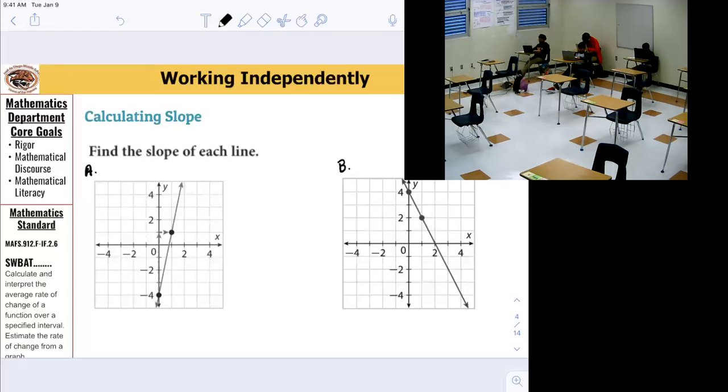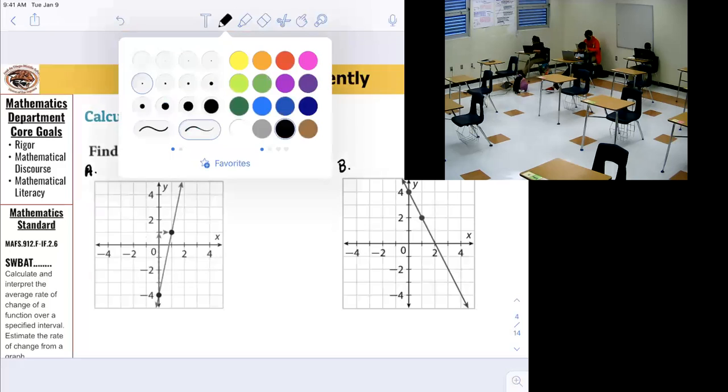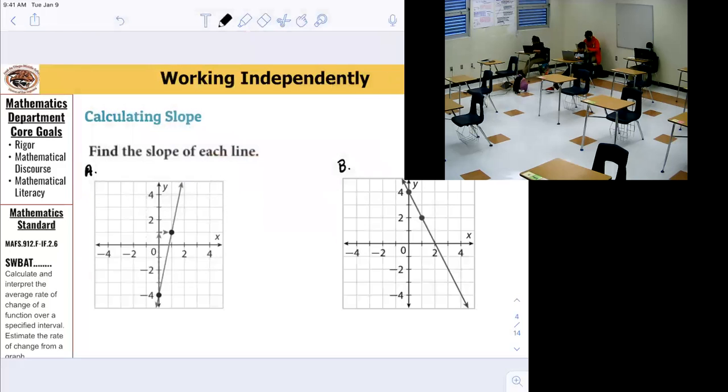All right, so I've been seeing some good answers and some very, very close answers. So a lot of your positives and your negatives, we want to make sure we're getting those correct. So I'm going to start with A, and for A, I'm going to use the rise over run. Because remember, you could do both ways. You could use rise over run, or you could use the formula.